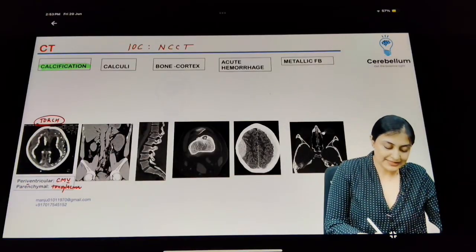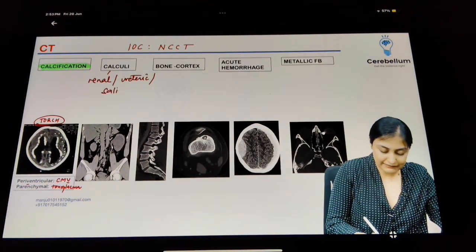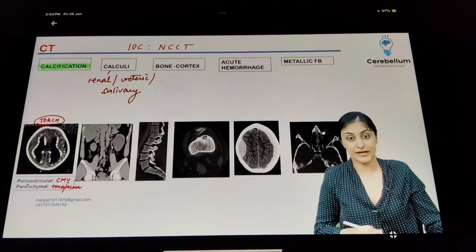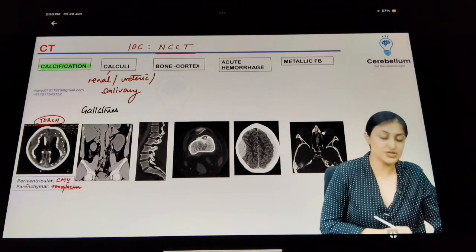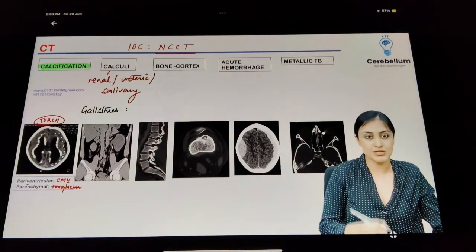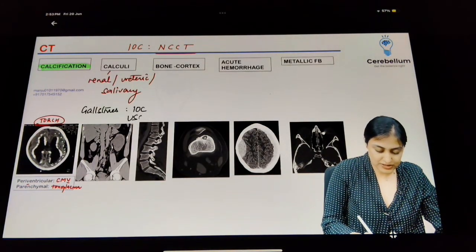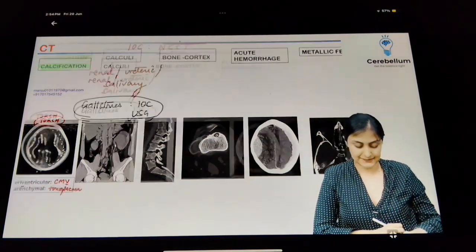Calculi. When I ask you what is the investigation of choice for renal calculi, ureteric calculi, or even salivary stones, all of these are stones which are calcified, you are going to say NCCT. The only exception here are gallstones, because gallstones are not calcified. They have pigment and cholesterol, but not calcium. They are radiolucent, so our investigation of choice is going to be ultrasound. So remember all stones except gallstones: the answer is NCCT.